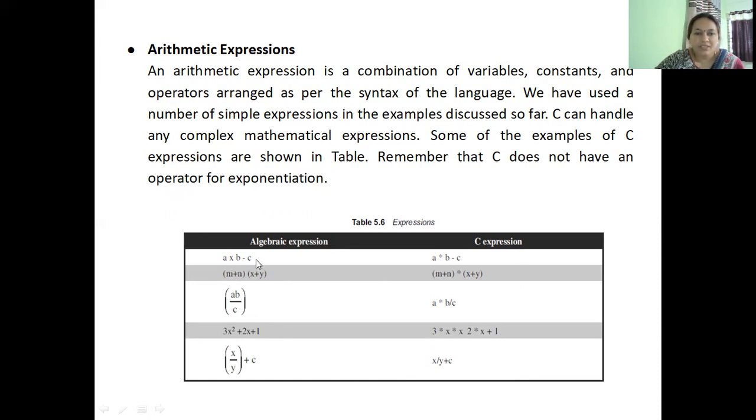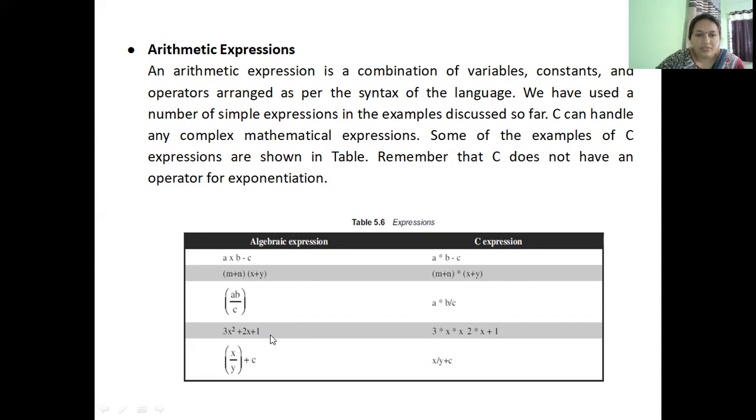A into B minus C is written as A star B minus C. Into is represented as star in C language. M plus N into X plus Y. Though there is no explicit into here, it's understood that M plus N has to be multiplied with X plus Y as per algebra. But the same when you write in C, M plus N in bracket star X plus Y in bracket. Next, AB divided by C in algebra is written as A star B slash C.